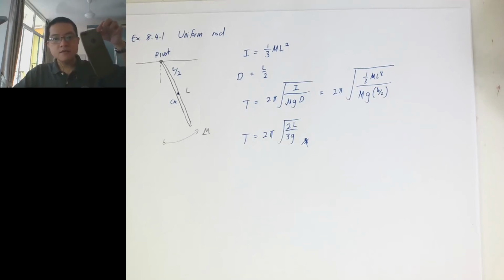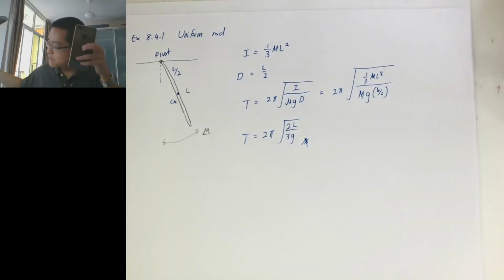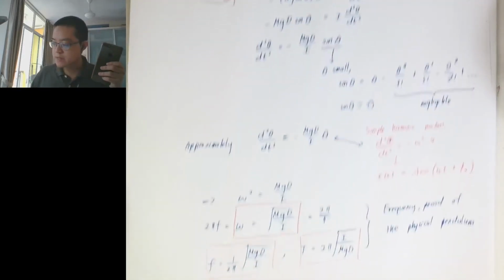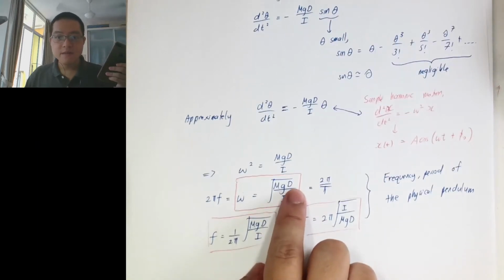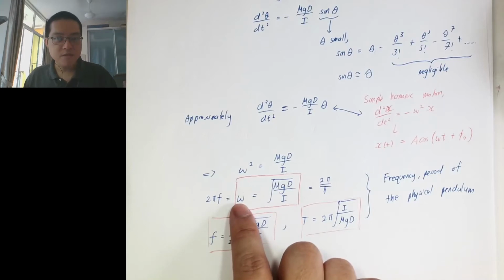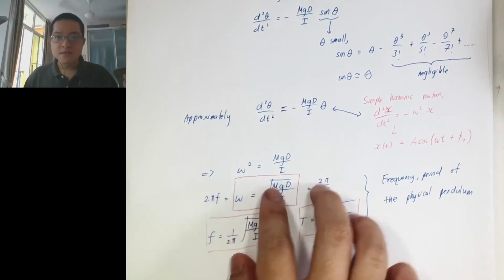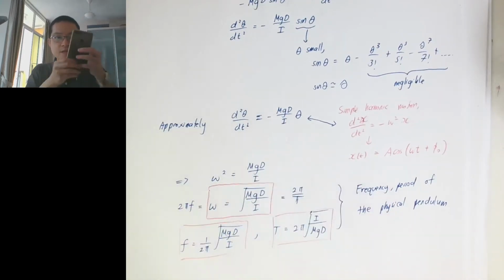Okay, and that brings us an interesting case to study. What happens if my pivot is the center of mass? If the pivot is my center of mass, that means D equals 0. D equals 0 means omega equals 0, so it's 0 frequency. Zero frequency means there's no oscillation, it's just constant if I grab it at the center. That is an interesting way to check the solution.